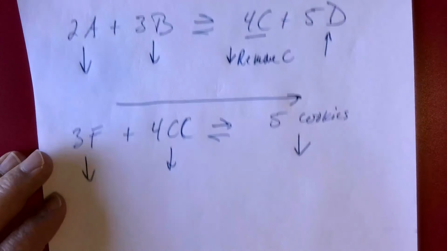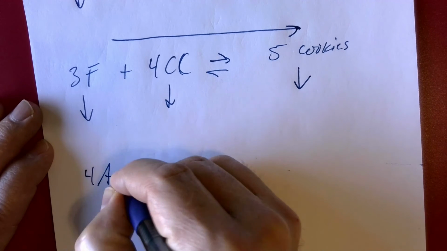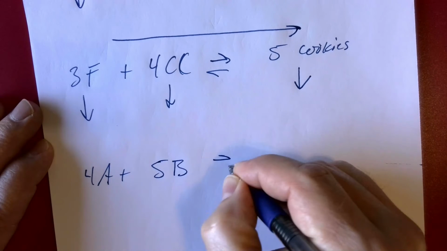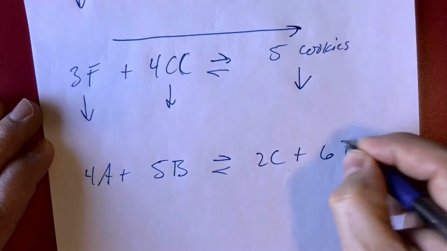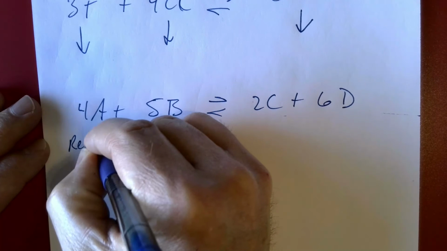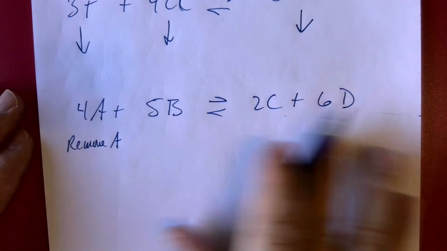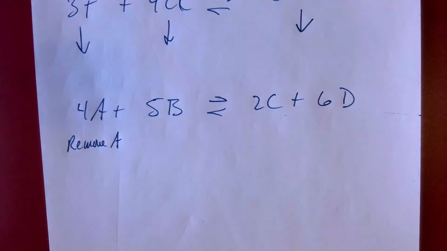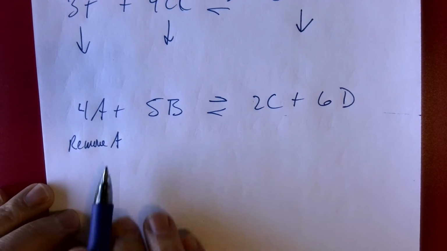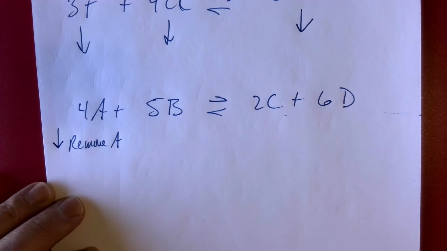Okay. Now, so if I did this, let's say I've got 4A plus 5B is in equilibrium with 2C plus 6D. Okay, let's say I did this. And let's say I remove A. I take A out. Okay. Now this is after this has reached an equilibrium. So I've let this react a while and it's all going back and forth now. And let's say I take some of my A out. So my A is going to go down, right? Okay, what's going to happen to the amount of B in my container?